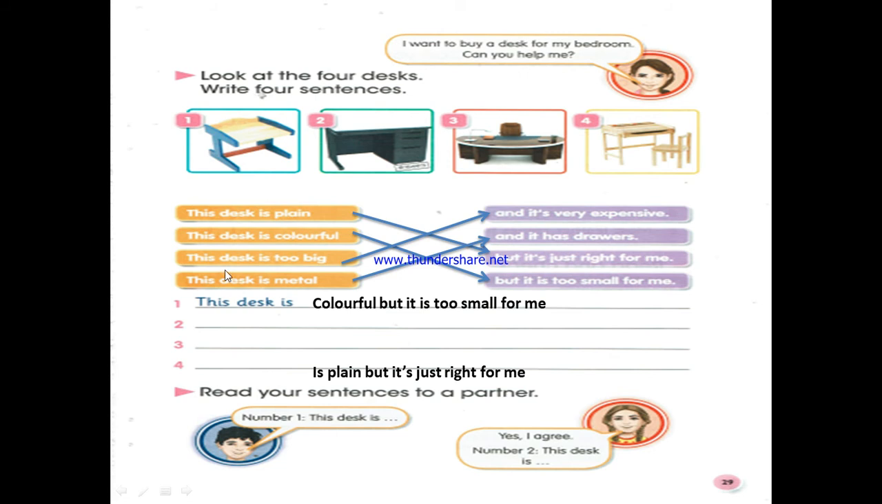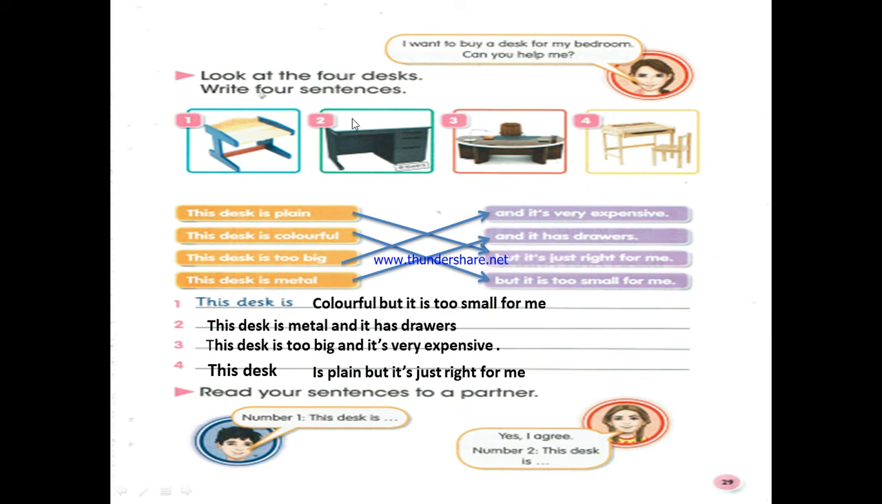This disc is metal and it has drawers. Three. This disc is too big and it's very expensive. Let's see the answers. Good. The last one, this disc is plain, but it's just right for me. Okay? الجواب هنا نمشي على الصور. ما نمشي على التوصيل. توصيل واحد وصلنا، بس الكتابة راح نمشي حسب الصورة.